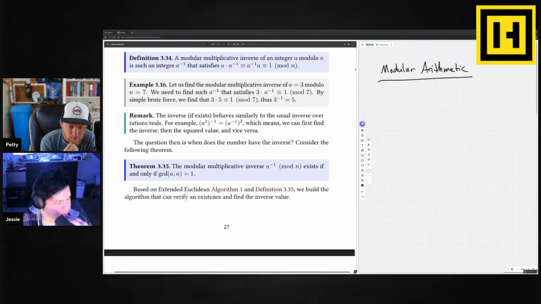Example 3.16, let us find the modular multiplicative inverse of a equals 3 modulo n equals 7. We need to find such an a, I'm just going to say a inverse, because that makes so much more sense to me. A inverse satisfies 3 times a inverse is congruent to 1 mod 7. Normally you'd say that as a dot product. 3 dot a inverse is congruent to 1 mod 7. By simple brute force, we find that 3 times 5 is congruent to 1 mod 7. Thus, the inverse of 3 is equal to 5.